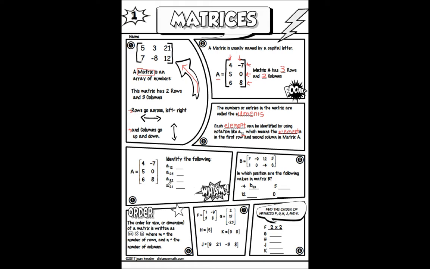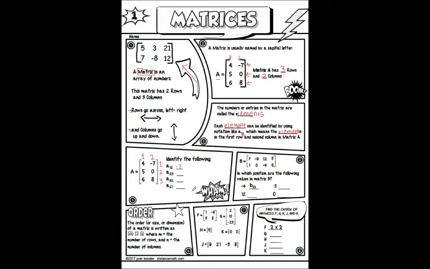All right, so for number 4, it says identify the following. What would element A, 1, 2 be? Let's number our rows. This would be row 1, row 2, row 3. This would be column 1, column 2. So the first row, second column would be -7.